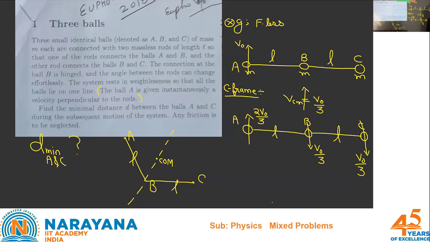Now there are a few things which we can comment upon. When you say that the distance between A and C becomes minimum, this statement has significance in this problem. Let me explain. The distance between A and B is already fixed, L. B and C is also fixed, L. When you talk about the minimal distance between A and C, that means at that point of time, the rate of change of that distance is 0.